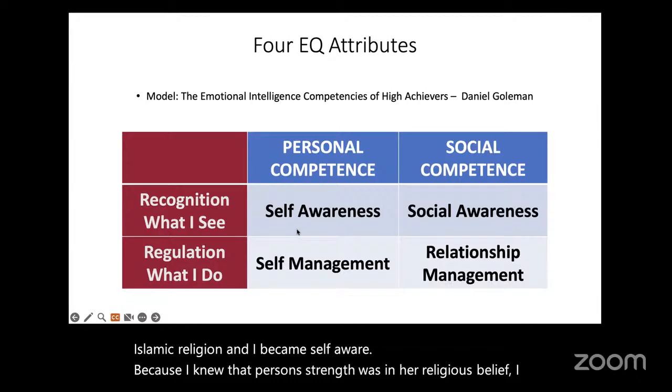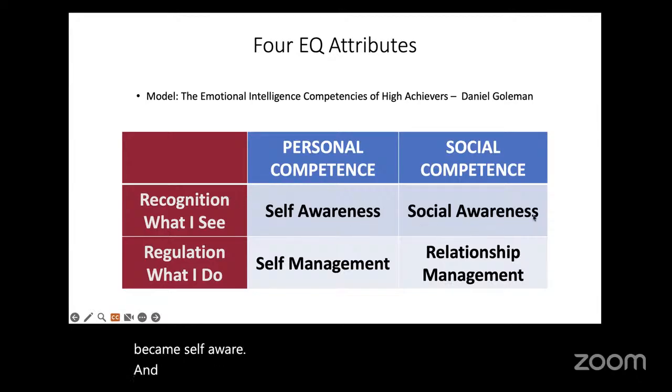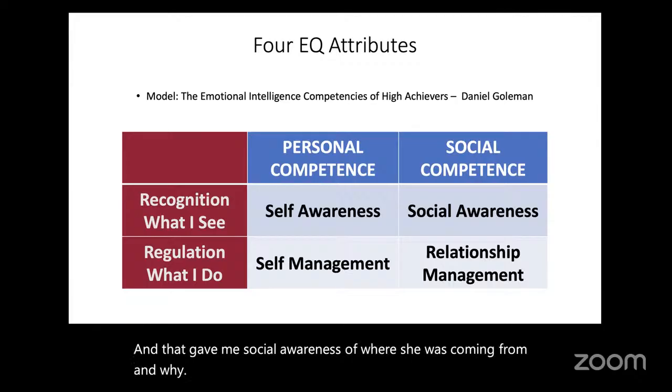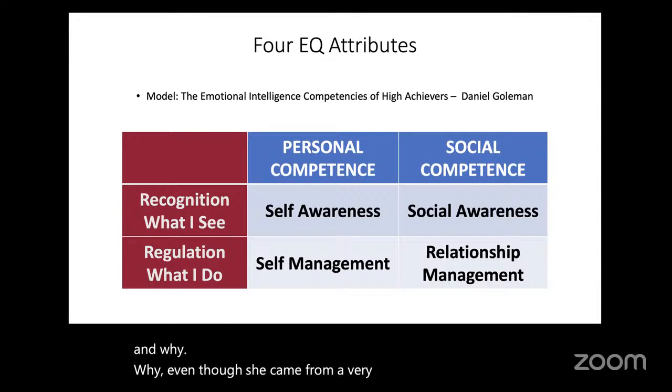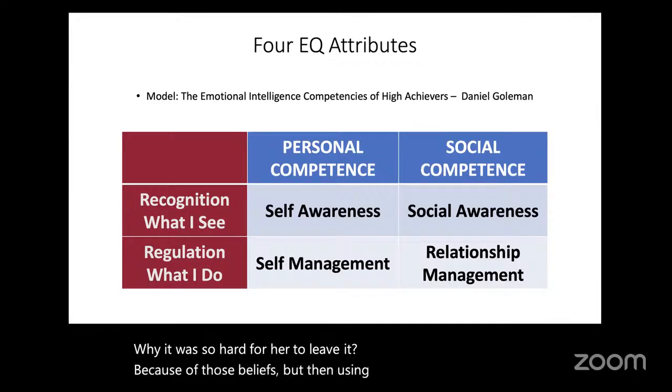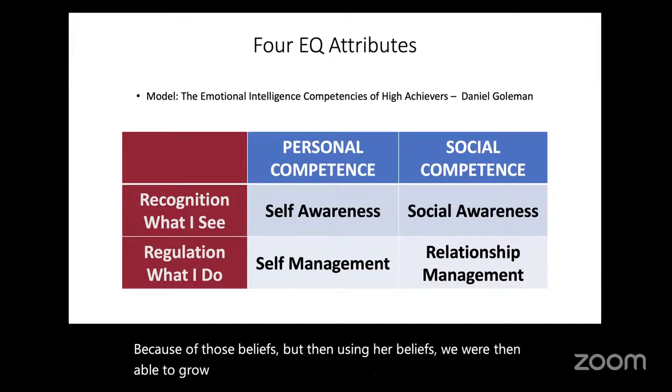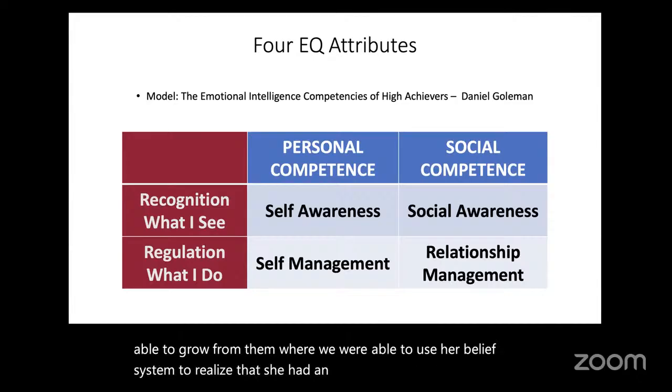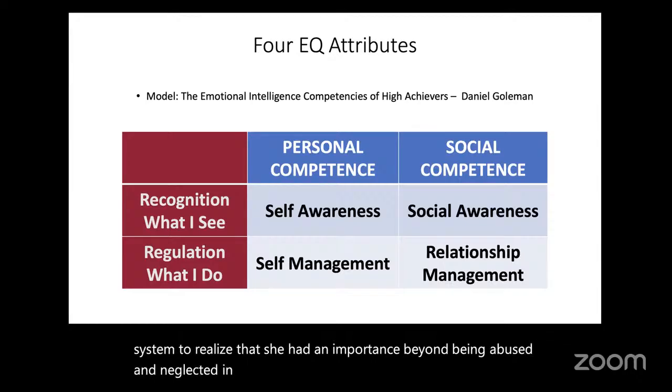I became self-aware, and that gave me social awareness of where she was coming from and why, even though she came from a very, very violent home, it was so hard for her to leave it because of those beliefs. But then using her beliefs, we were able to grow from them, using her belief system to realize that she had an importance beyond being abused and neglected in that home. So this is self-awareness and social awareness.